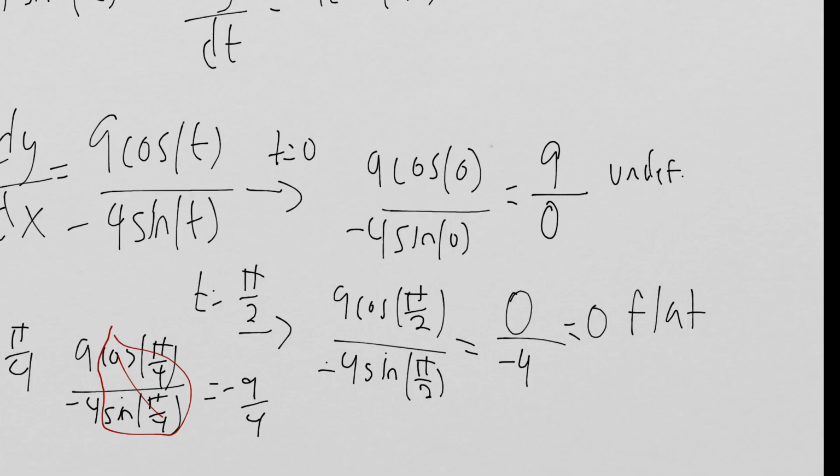And then at pi over 4, that's between 0 and pi over 2. We had our slope of negative 9/4. And if you look at all these tangent lines between 0 and pi over 2, those are all negative sloping. So like right here, we'd have that negative 9/4 slope.